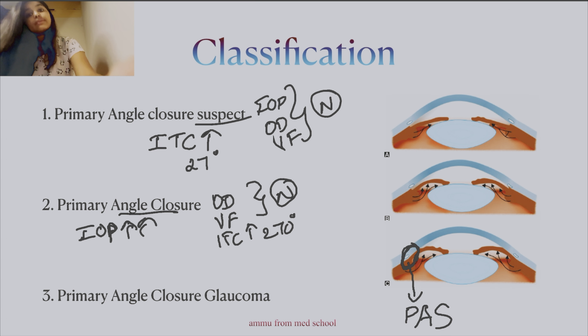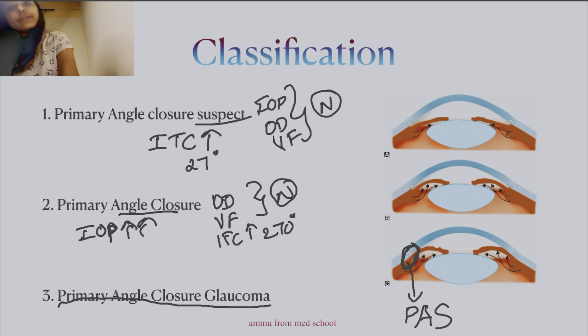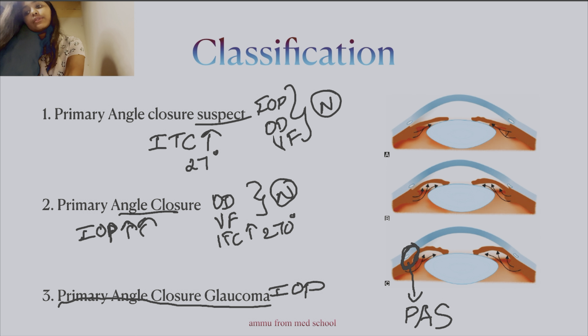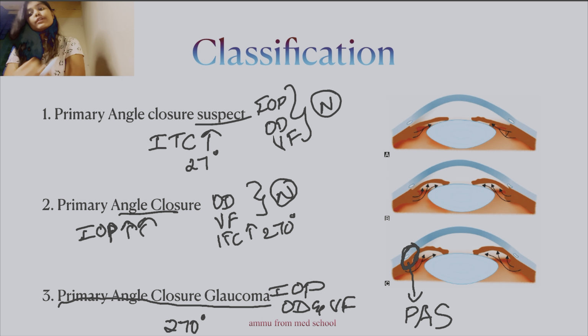Now the third part of the classification, which is primary angle closure glaucoma. Here the intraocular pressure is high, it's constantly raised. The optic disc now shows glaucomatous cupping. The visual fields also show defects, which were not previously seen in both the other types, and the gonioscopy is revealing more than 270 degrees of angle closure along with peripheral anterior synechiae.